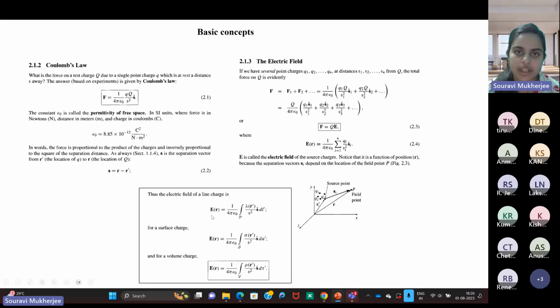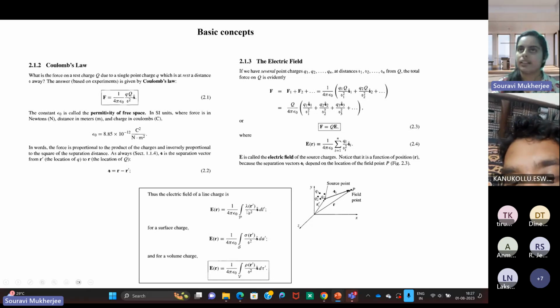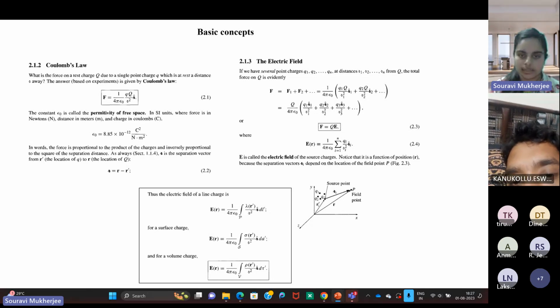And now if you don't have a point charge or a discrete system of charges, but rather a continuous distribution, you have to go from summation to integration. So that's what is being done here. If you have a line charge density, given as lambda, then for a line element dl, your charge comes out as lambda times dl, right? And then the distance is given as r. So it's the same formula, but now you have to integrate over the entire line of charges.